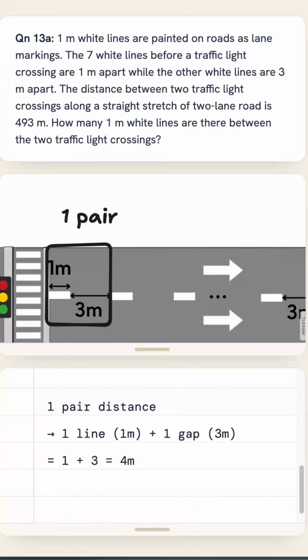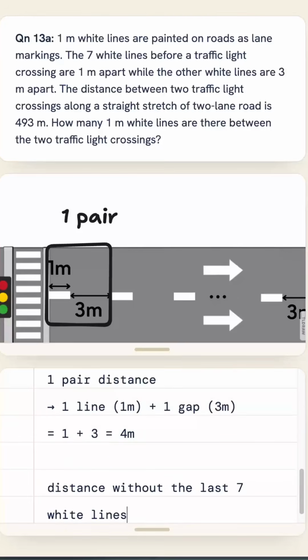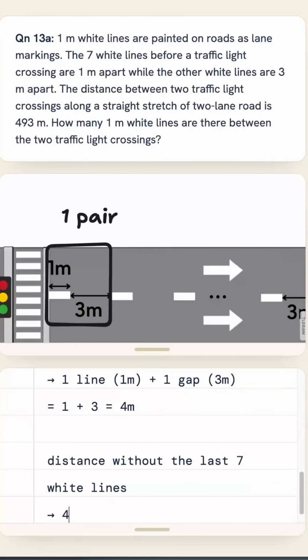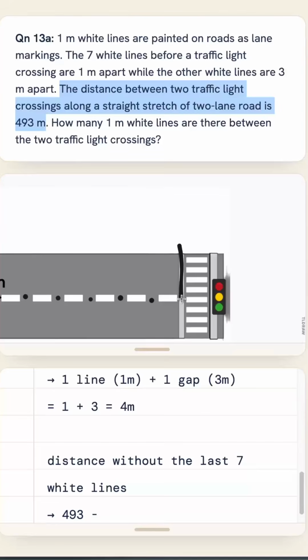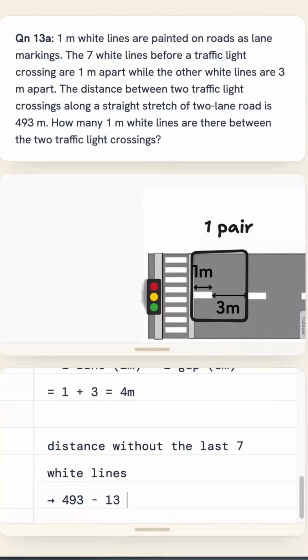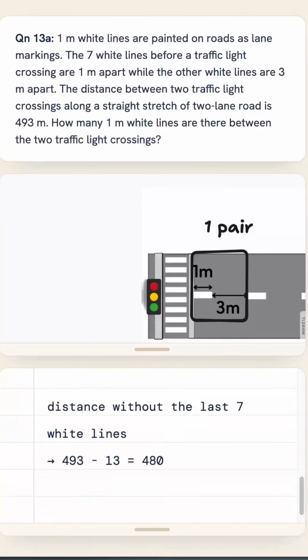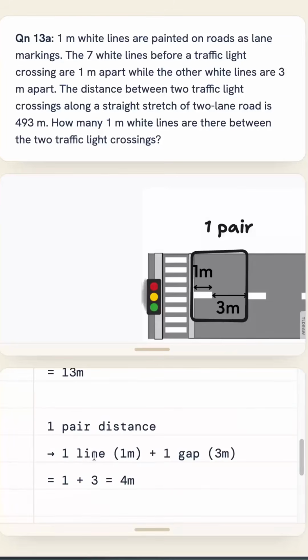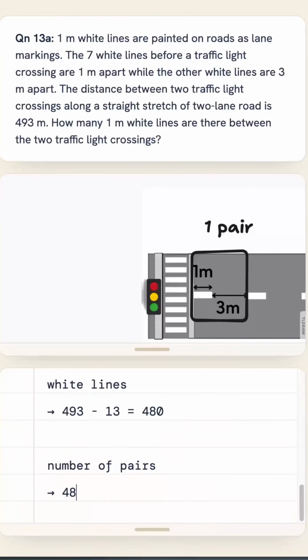Okay, so that means the distance without the last 7 white lines will then be equal to 493, which is the distance between the 2 traffic light crossings, so this one and also this one over here. 493 minus the last 7 lines, which is 13, and this will be 480. The number of pairs in this case over here: one pair distance is 4 meters, so we divide 480 by 4 meters, and this will give us 120. So we know the number of pairs.